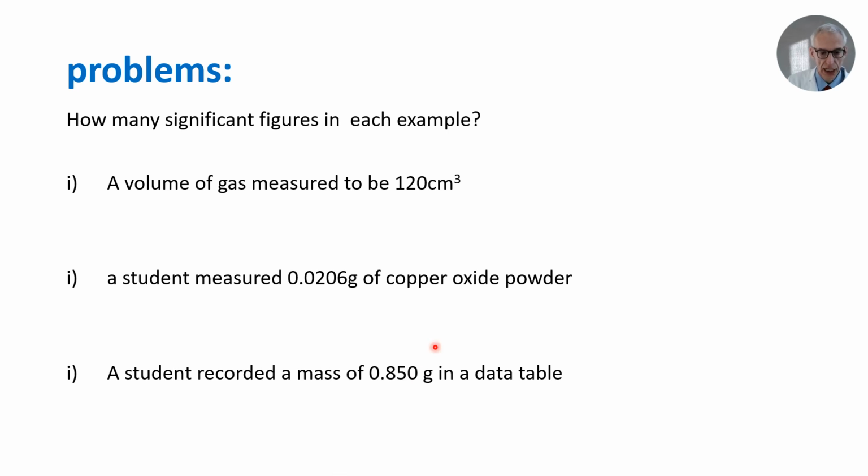Here are 3 problems. How many significant figures in each example? A volume of gas measured to be 120 centimeters cubed. A student measured 0.0206 grams of copper oxide. A student recorded a mass of 0.850 in a data table. Have a look at the rules. How many significant figures in each example? Pause. Come back to check and correct when you are ready.